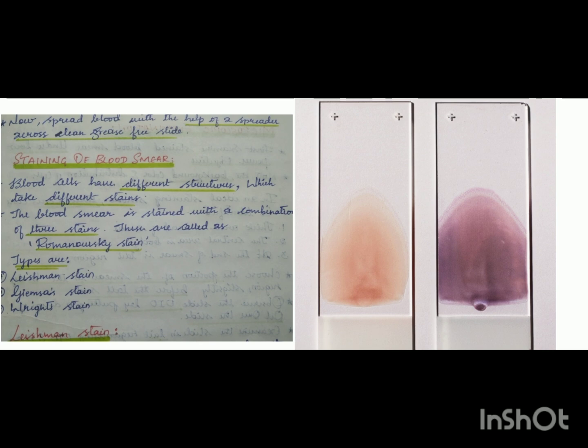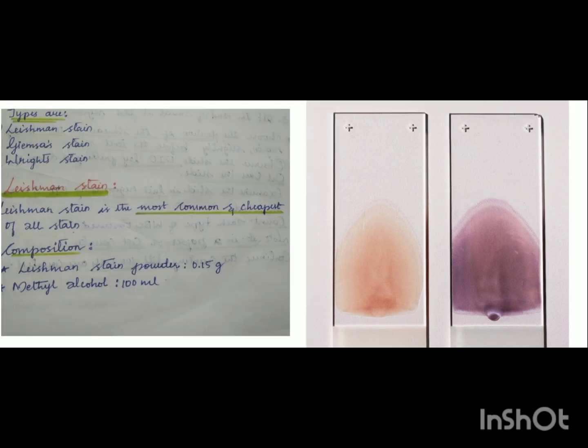Let's know about staining of blood smear. Blood cells have different structures which take different stains. The blood smear is stained with a combination of three stains. They are called Romanowski stains. Types are Leishman stain, Giemsa stain and Wright stain. Let's know about Leishman stain. Leishman stain is the most common and cheapest stain among all the stains.